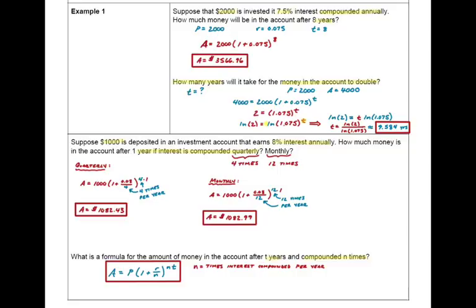And then one thing to consider is, if N is how many times it's compounded per year, and T is how many years the account is collecting interest, then N times T would be the total number of times interest is calculated. For instance, if interest is calculated 12 times per year for 12 years, N times T, that exponent would become 144, which is essentially the number of times that interest is being calculated.